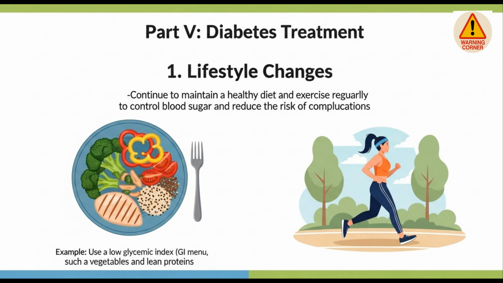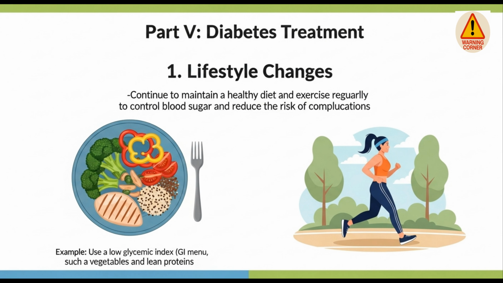Part 5. Diabetes treatment. If you have diabetes, your treatment needs to be individualized and coordinated with your doctor. Here are the main methods. 1. Lifestyle changes. Continue to maintain a healthy diet and exercise regularly to control your blood sugar and reduce the risk of complications. For example, use a low glycemic index (GI) menu, such as vegetables and lean proteins.